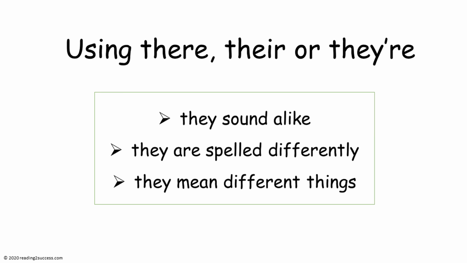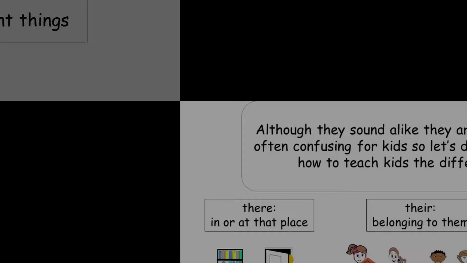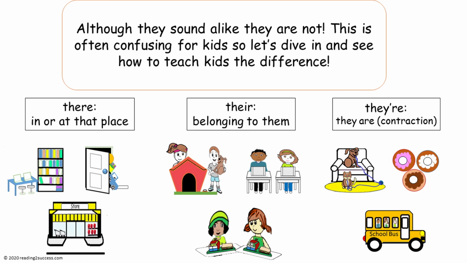Using there, their, or they're. They sound alike, they are spelled differently, and they mean different things. Although they sound alike, they are not alike. This is often confusing for kids, so let's dive in and see how to teach kids the difference.